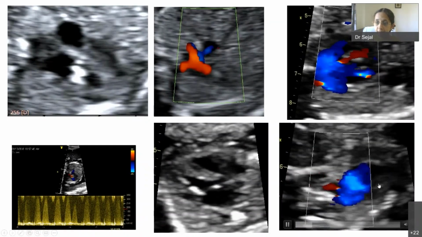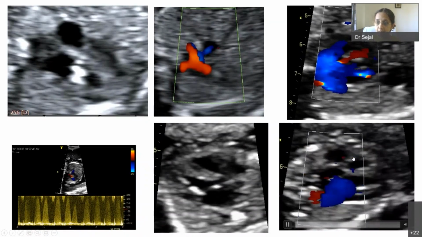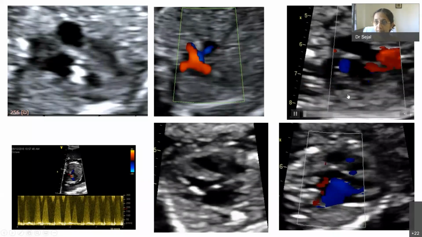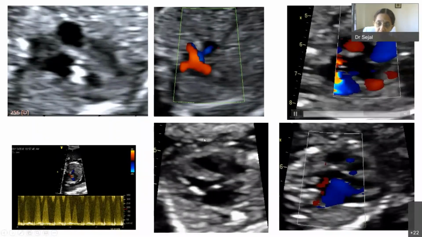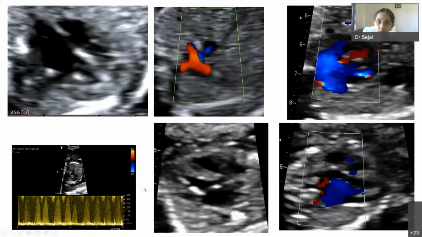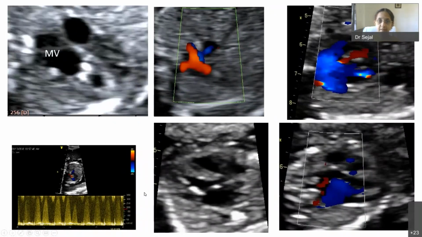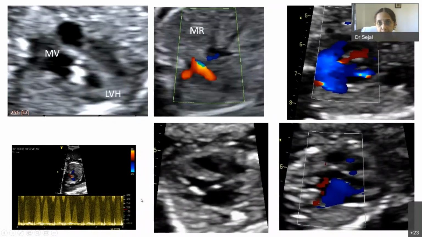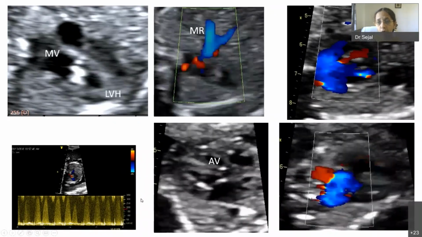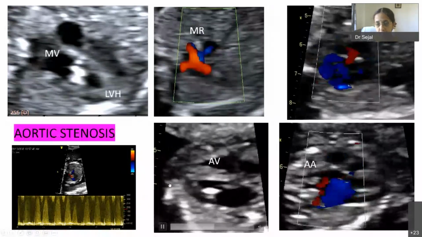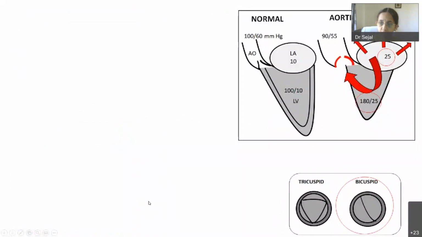So these indirect things, like flow across the arches not in the same direction, PFO shunting left to right, mitral valve and LV not looking okay, and turbulence across the aortic valve. And last is a discrepancy between the aortic valve annulus size and the ascending aorta. All these will give you a clue about a possibility of aortic stenosis.